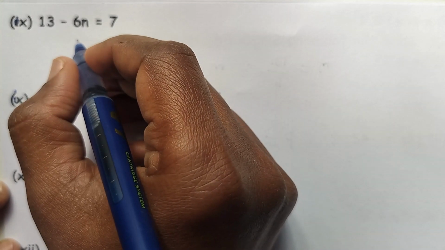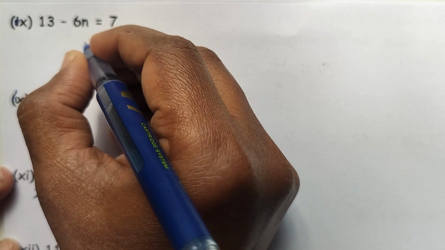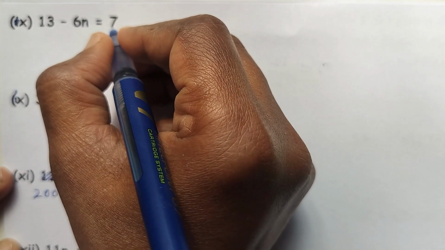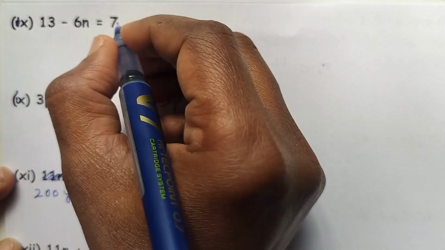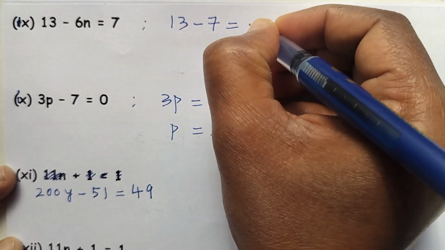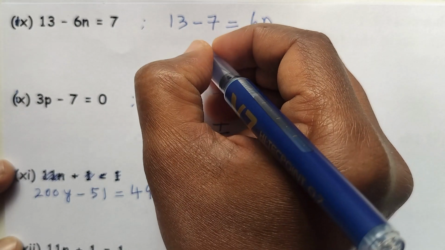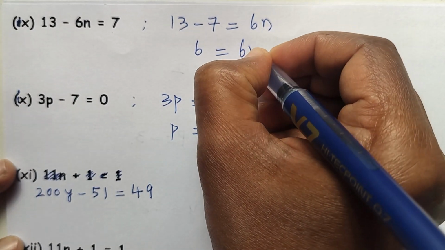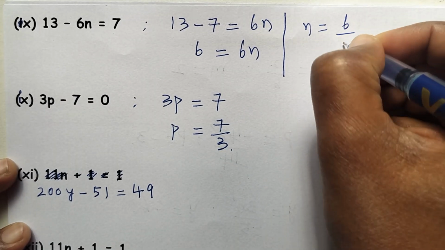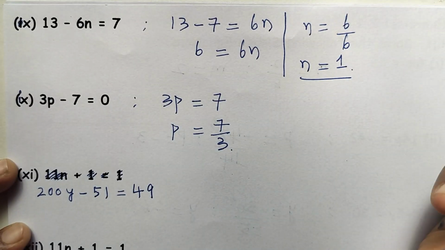Next 10th one, 13 minus 6n equal to 7. So 6n we are going to send to RHS, 7 we are going to send to LHS. Then it will be 13 minus 7 equal to 6n. So 13 minus 7 is 6, equal to 6n. So n equal to 6 by 6. So n equal to 1.